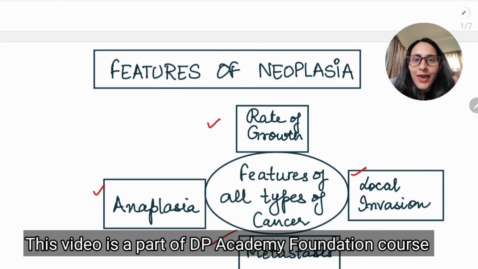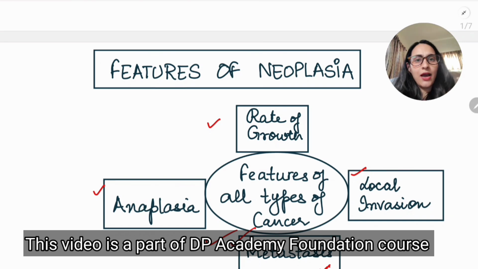That means if cancer cells invade some other organ, then for sure we know it is a cancer, right? We can tell that this person has cancer when the cancer cells from the origin are going to some other route or some other organ. That is known as metastasis. Metastasis is a sure or reliable sign of malignancy. If the cancer has metastasized to another organ, we can tell that this is a cancer.